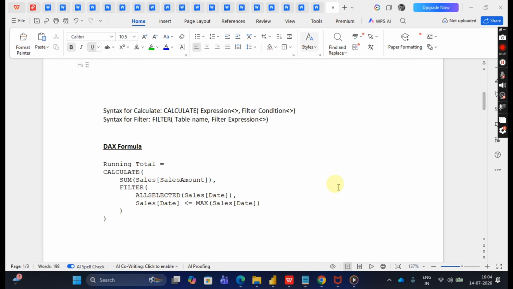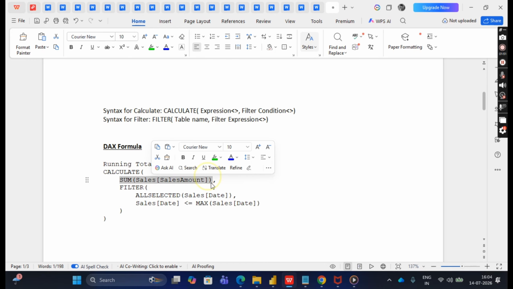So in the first step, we are simply creating a new measure named running total. Okay. So in the next step, we are using calculate function. Okay. So calculate function evaluates an expression on the basis of a filter condition. Okay. So it takes two arguments. The first argument is the expression that we want to calculate, and the second argument is the filter that filters the rows and then calculates the expression. Okay. So in our case, the expression part is sum of sales amount. Okay. So it simply adds all the sales amount values.